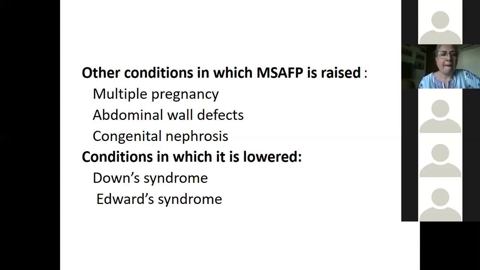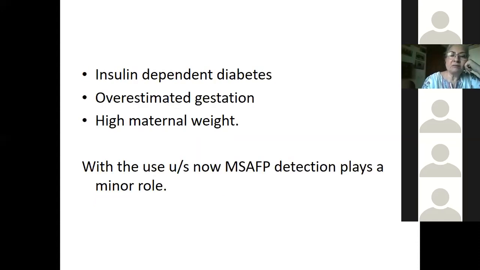So there are other conditions as well which need to be excluded before we do alpha fetoprotein for neural tube defects, like multiple pregnancy, any abdominal defect in the fetus, or any congenital nephrosis and kidney problem in the fetus. Now the conditions in which it is lowered are Down syndrome and Edwards syndrome, insulin dependent diabetes, overestimated gestation definitely, and the high BMI of the mother. So as I said, till now we don't do it.